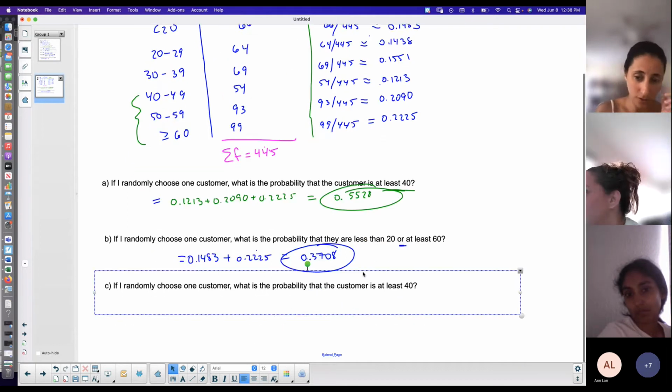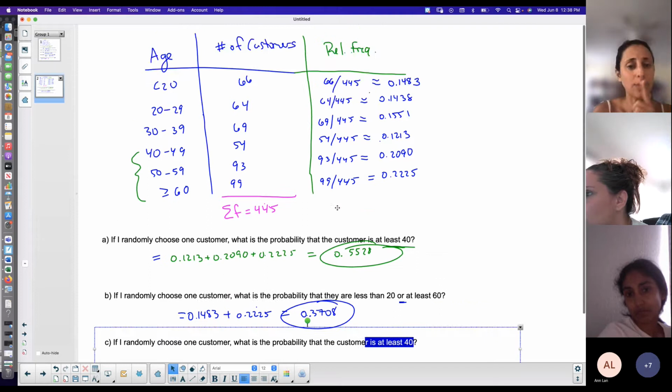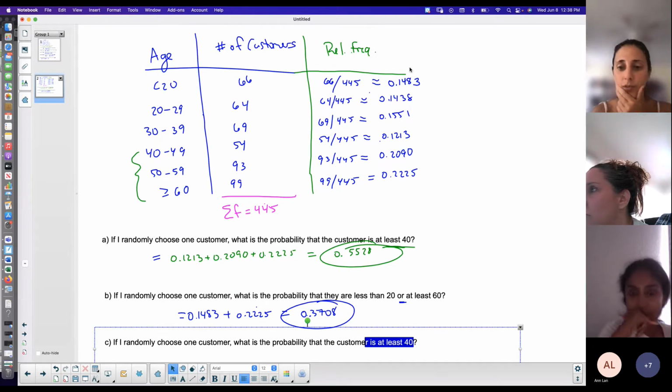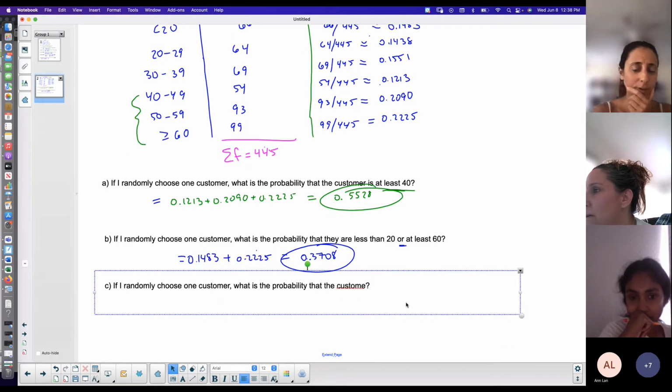you'll hear this terminology later, probability distribution table, because you have all the possible outcomes and their corresponding probabilities or relative frequencies. So you might see another table later on, same idea, again with the relative frequencies, asking the same type of questions.